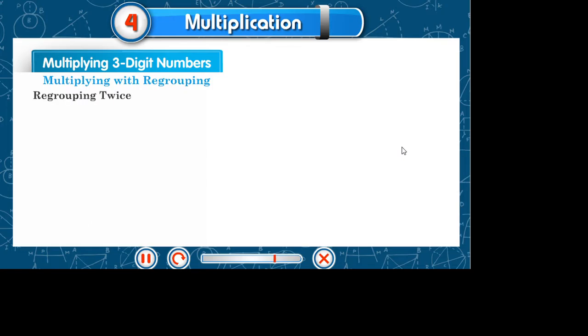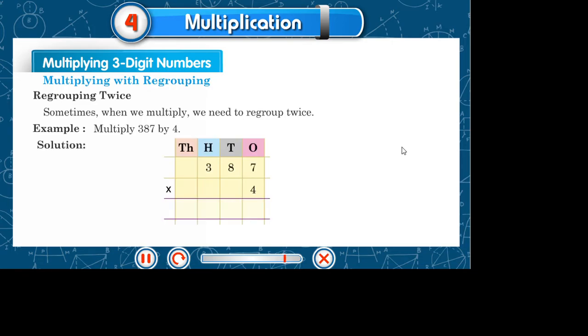Regrouping twice. Sometimes when we multiply, we need to regroup twice. Example: multiply 387 by 4. Solution: 387 into 4 equal to 1548.